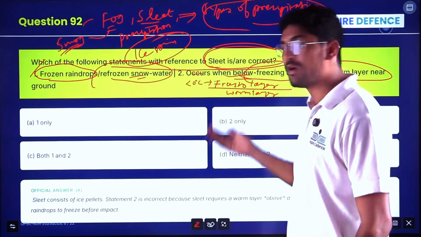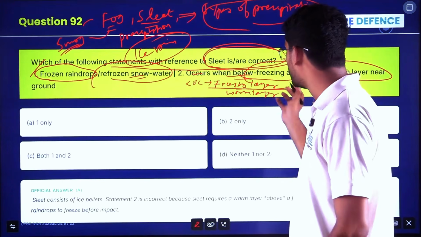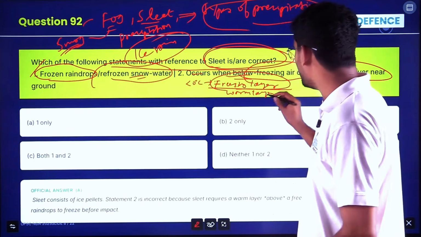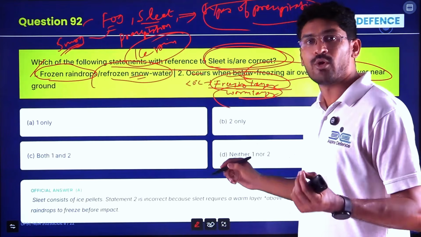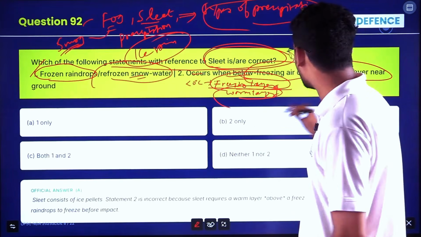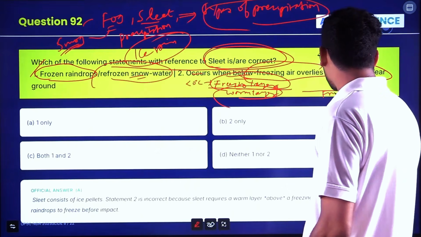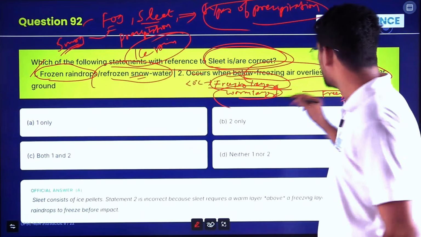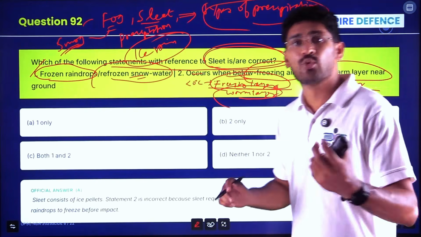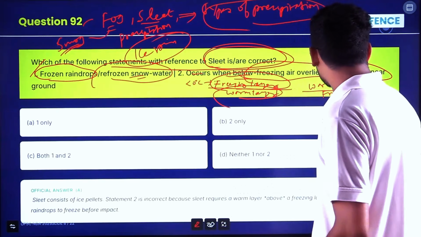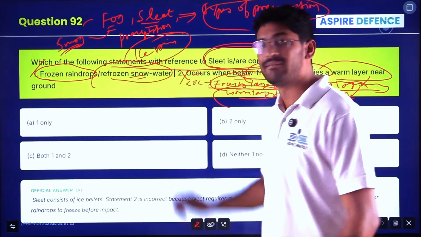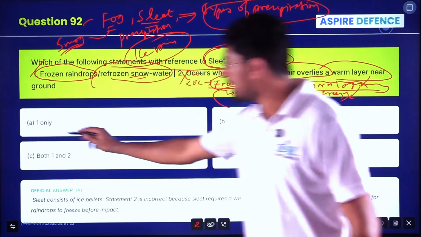If a frozen layer is formed upon a warm layer, what happens? The sleet or the snow will melt because the warm layer has more thermal energy. It will melt the freezing layer. Always it is ulta. When the freezing layer settles above, the warm layer cools down and the temperature is absorbed by the freezing layer, forming a sleet. So statement 2 is given ulta. Here the answer is only 1.